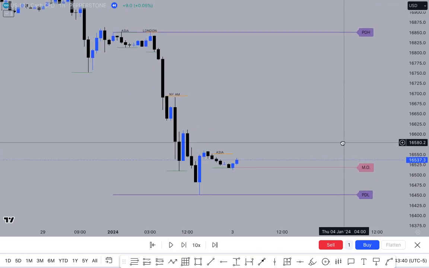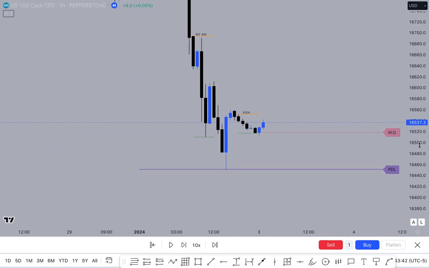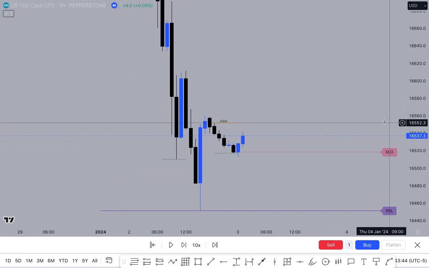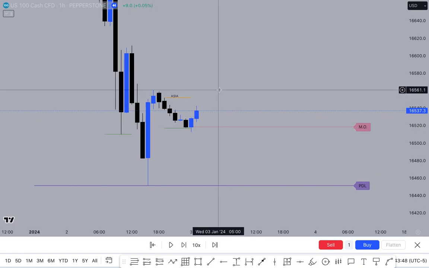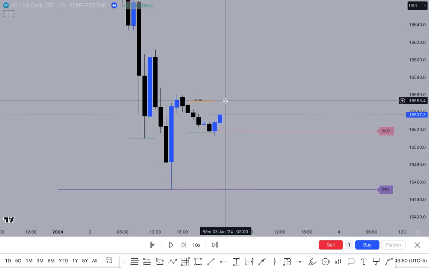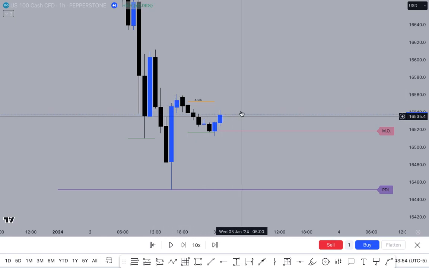The previous day's high is miles up. But with our bearish bias, we won't be looking to target or to go anywhere near that anyways. So we're above midnight open. And what do we need to see? Well, we need to see some sort of 1 hour liquidity sweep. So we could be targeting this level here, this level, and also the Asia level to be swept.